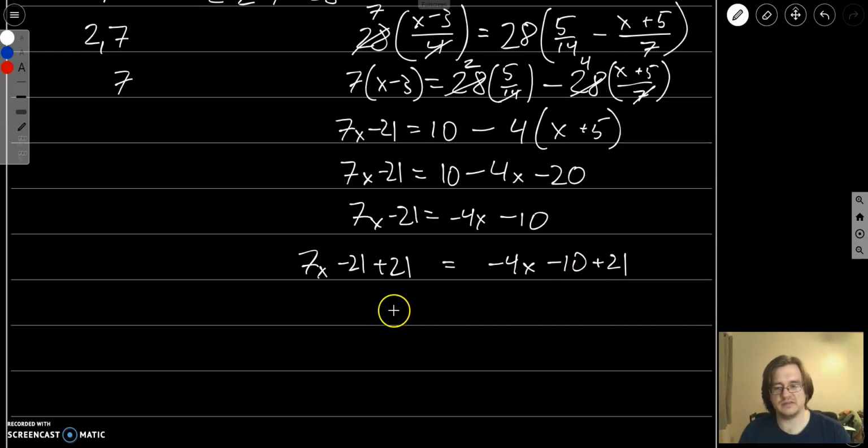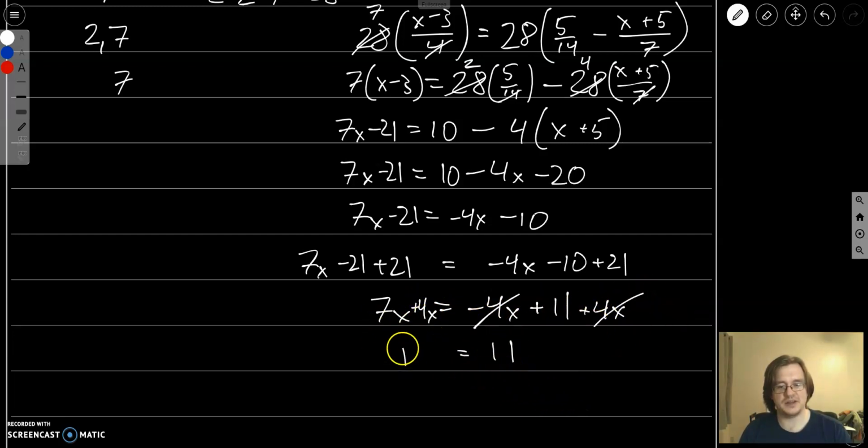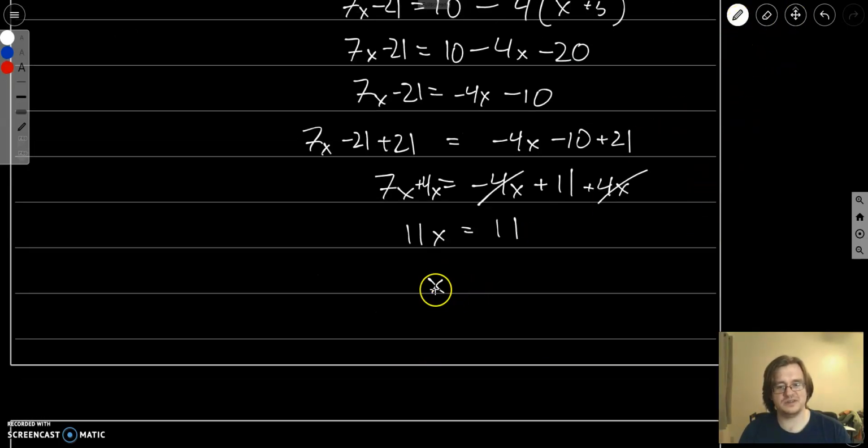And I'm just going to simplify this for now. So I'll have 7x will be equal to minus 4x. Negative 10 plus 21 is 11. Lastly, I've got this minus 4x, so let's add a 4x to both sides. Again, minus 4x and 4x will cancel, so I'm left with 11x. On the other side, I have 11. And lo and behold, the answer is 1 after I divide both sides by 11.